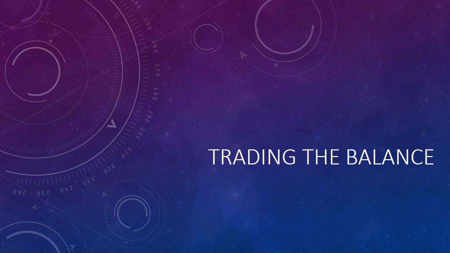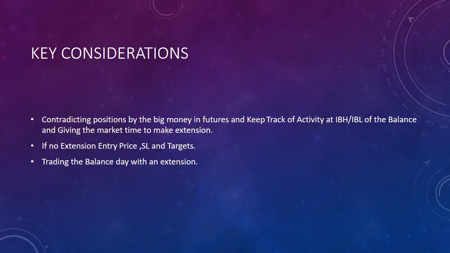So considering that you know how to differentiate between the balance and imbalance days, these are the do's and don'ts that you should be following when you're looking to trade a balance day, guys. So in the balance day, we are distinguishing the day with a range extension and the day with no extension, right? So when you see the balance day, you normally come to that conclusion when there are contradicting positions by the big money in futures. That's when you should ideally expect a balance to be in place in the market, right?